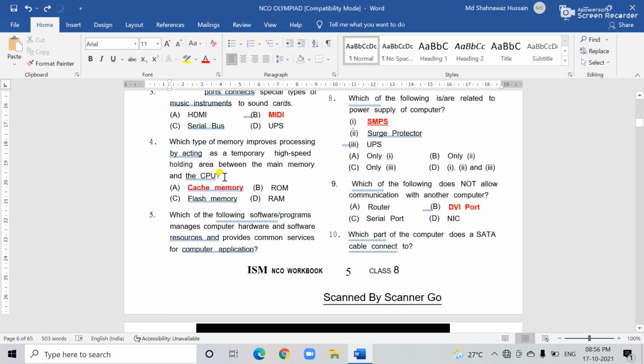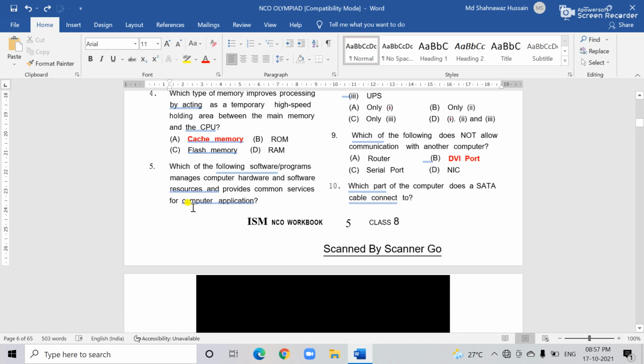All of you know there are two types of memory: primary memory and secondary memory, right? So it is all the memory inside the CPU. And here is one more memory, called the cache memory. The cache memory is used to improve the processing by accessing a temporary high-speed holding area between the main memory and the CPU. The cache memory is the correct answer. ROM and RAM are memories too, but the correct answer is the cache memory because it is the interface between the main memory and the CPU.